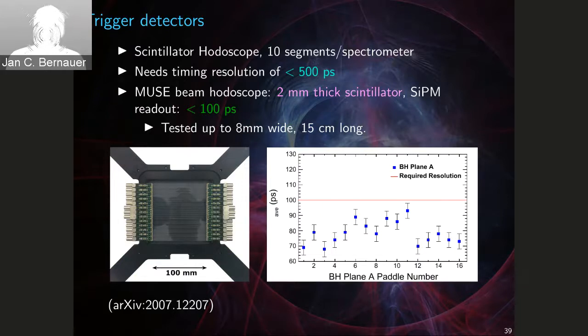For MUSE, we built a beam hodoscope, so a hodoscope which actually sits in the beam. There are 2 millimeter thick scintillators with a SiPM double-sided readout, and they achieve below 100 picoseconds with these thin scintillators. They were tested up to 8 millimeter wide, so ours would be a little bit wider, but we could split them up and just gang the SiPMs to have the channel count the same. We tested them up to 15 centimeters long with the same results. So we need 25 centimeters, so that should be fine too.